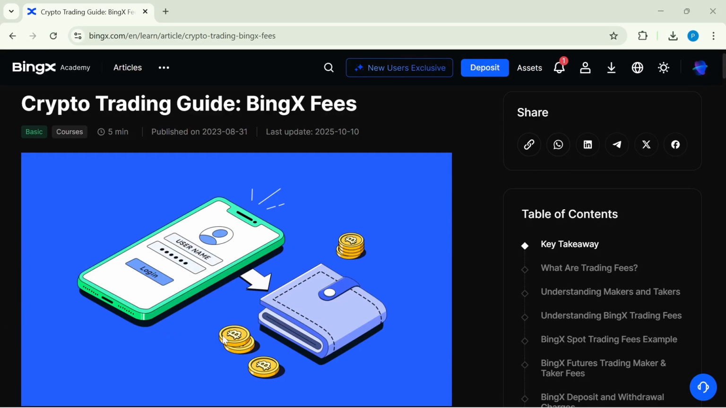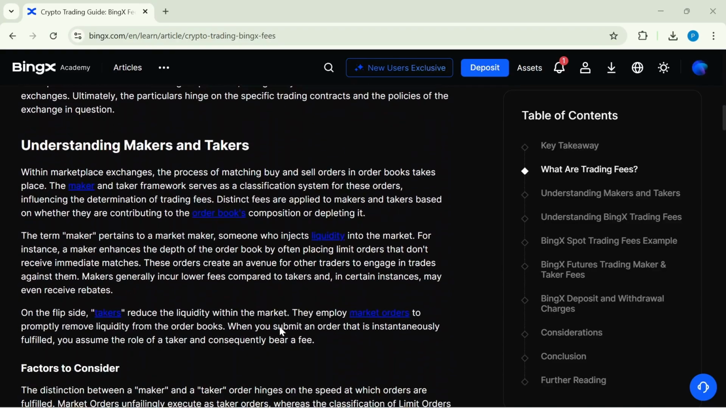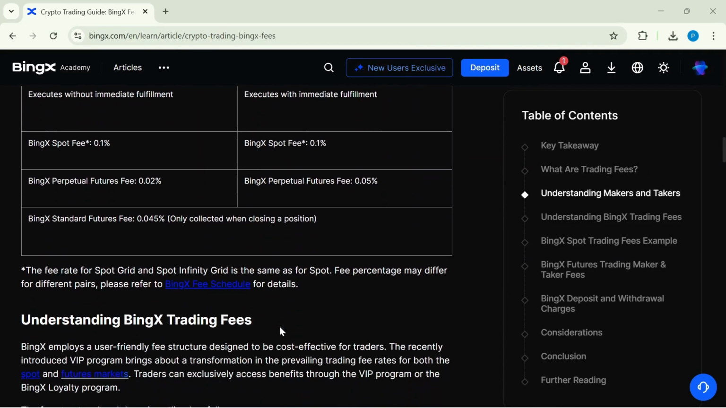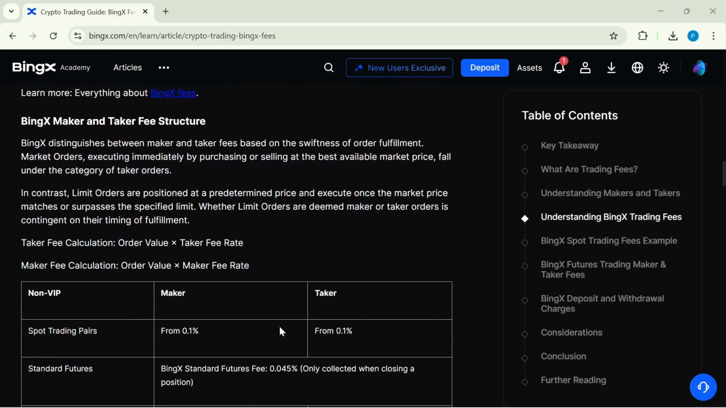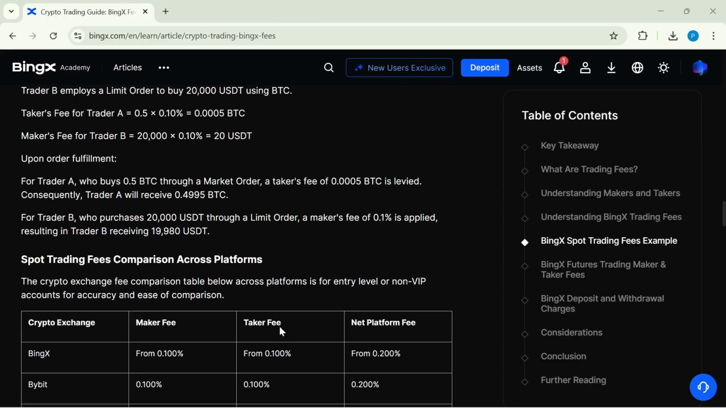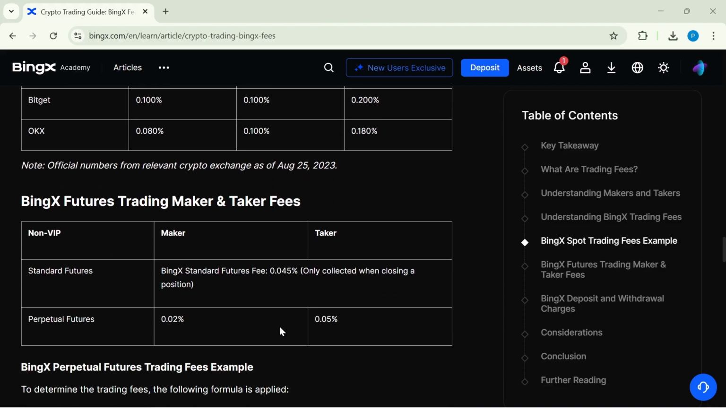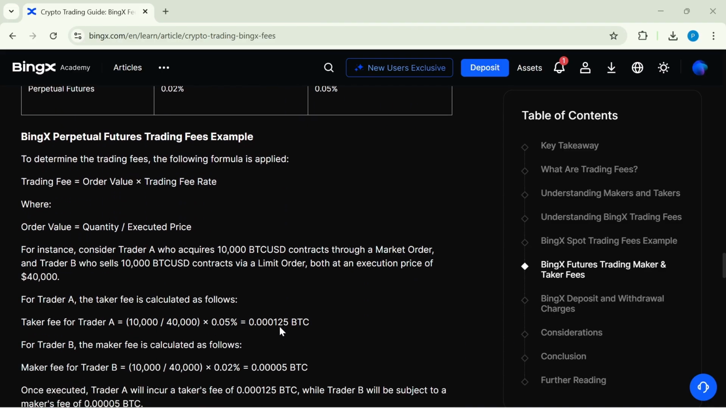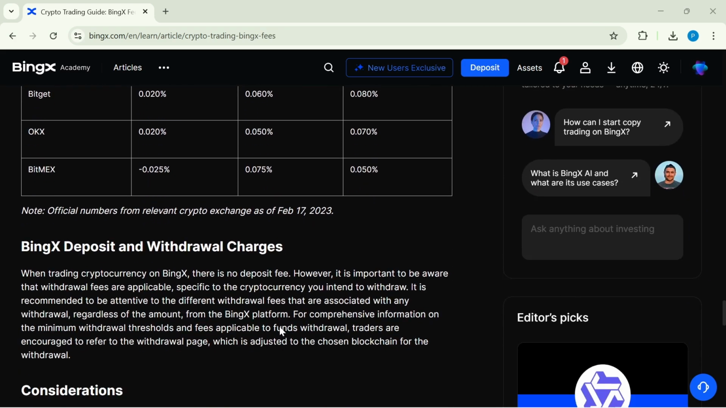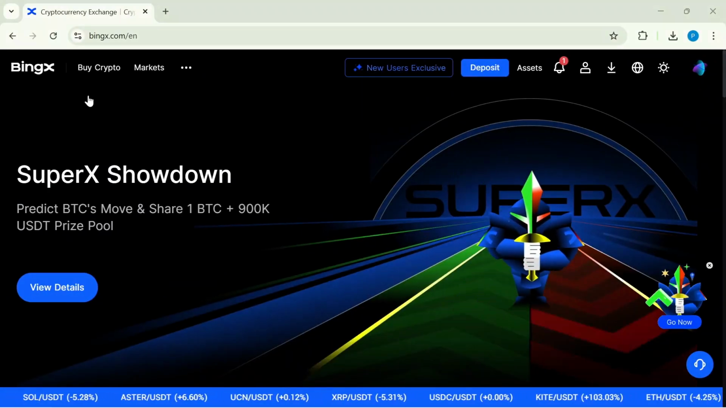Fees are competitive. Maker-taker tiers make sense, and futures funding mechanics are explained clearly. Promotions and fee discounts often pop up, which is nice for cost-sensitive traders, though the constant banners can get visually noisy. Deposit and withdrawal fees depend on the network you choose. That's normal, but the website could highlight real-time network conditions more prominently to help users avoid paying more than necessary during congestion. Now, the cons.